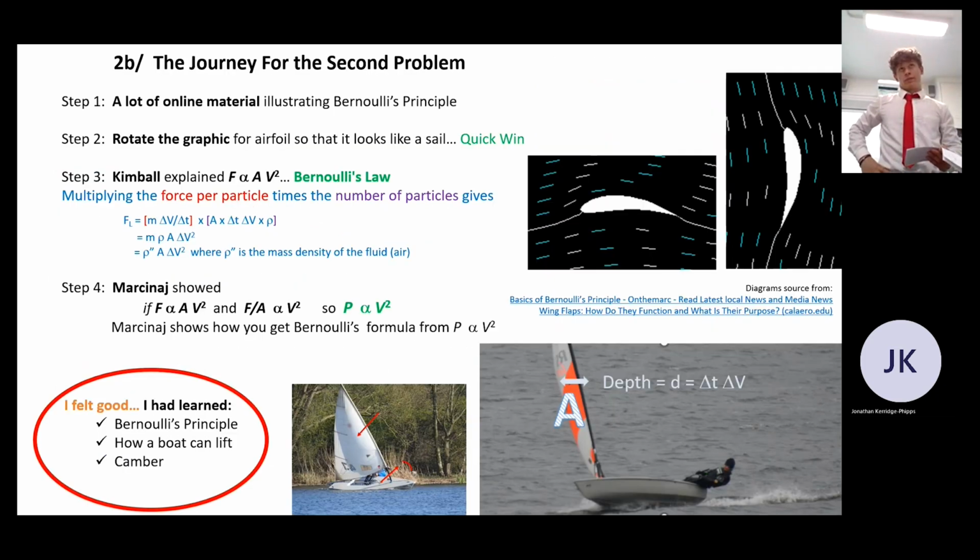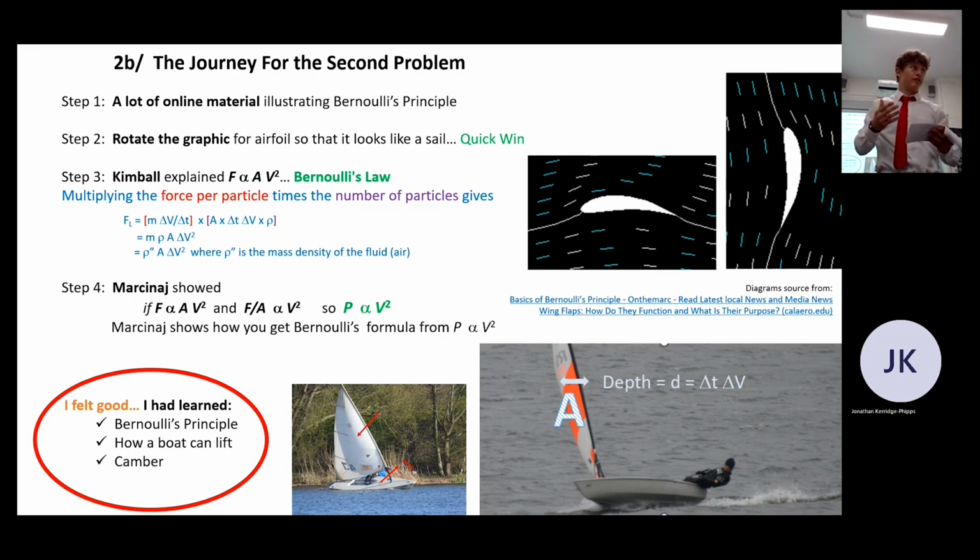So the journey for the second problem, well, I started off with a lot of online material. There was so much of it, but it wasn't really related to sailing. It was more to do with pipes and planes. But I realized, luckily, that planes are the same sort of thing as a sail because it uses wings, and the sail is basically a wing, just rotated 90 degrees.